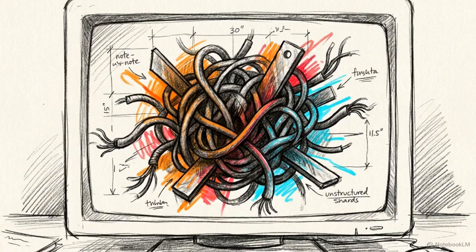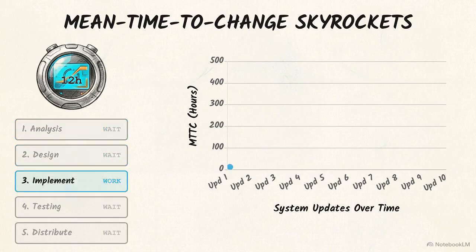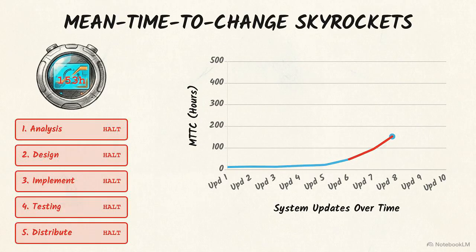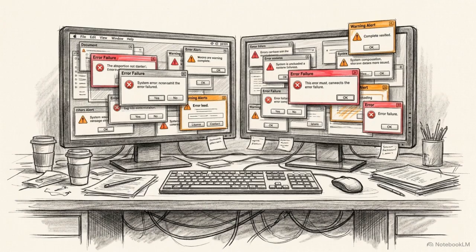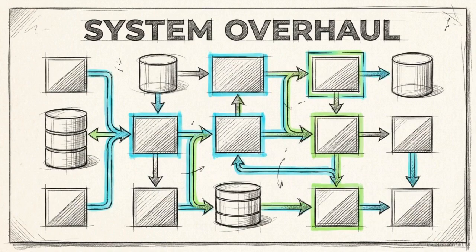Often, developers open an SCI to find a tangled mess of undocumented, heavily patched spaghetti code. When the code is this chaotic, the time required to analyze, implement, and test a single update skyrockets. The mean time to change metric becomes unacceptably high. At this threshold, normal patching routines fail. To make the code maintainable again, the team must abandon minor fixes and initiate a comprehensive overhaul.